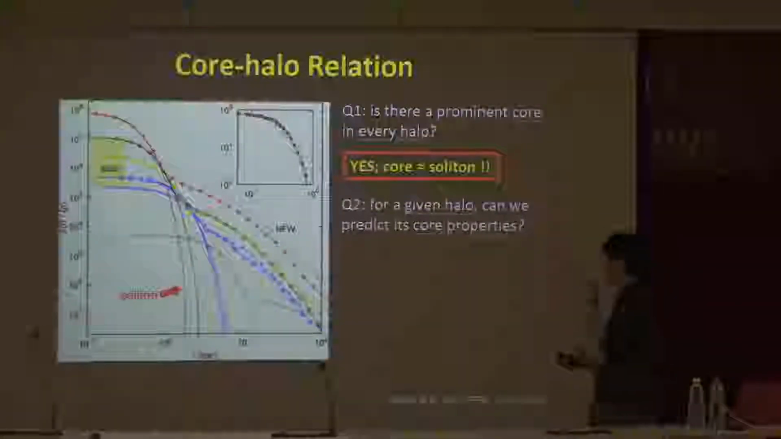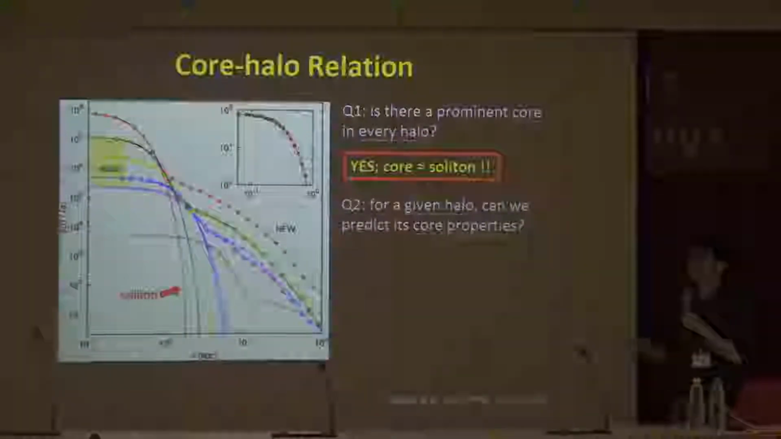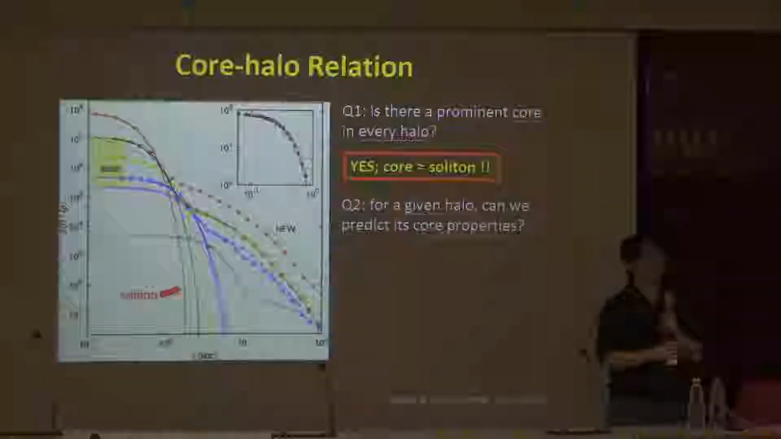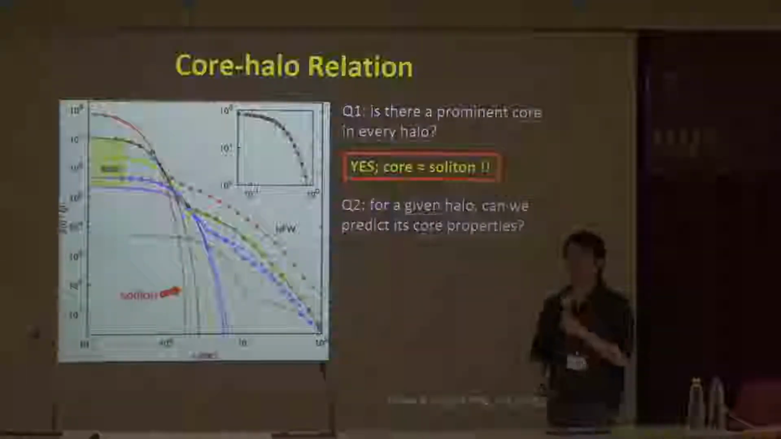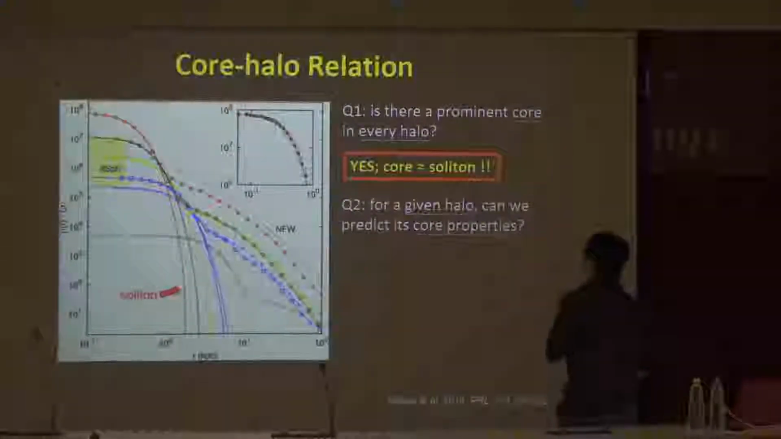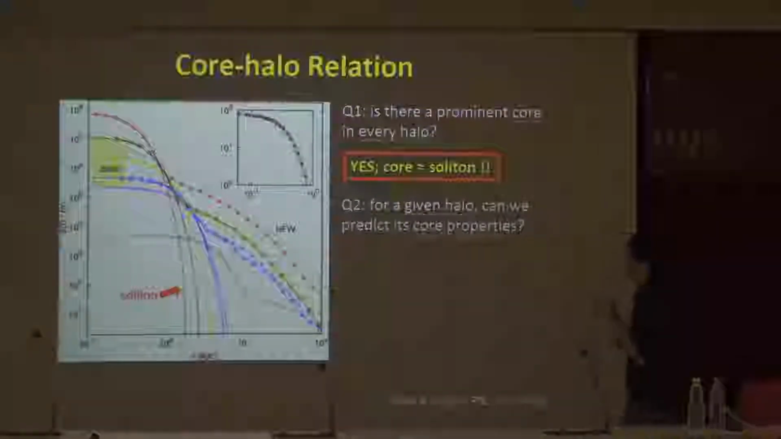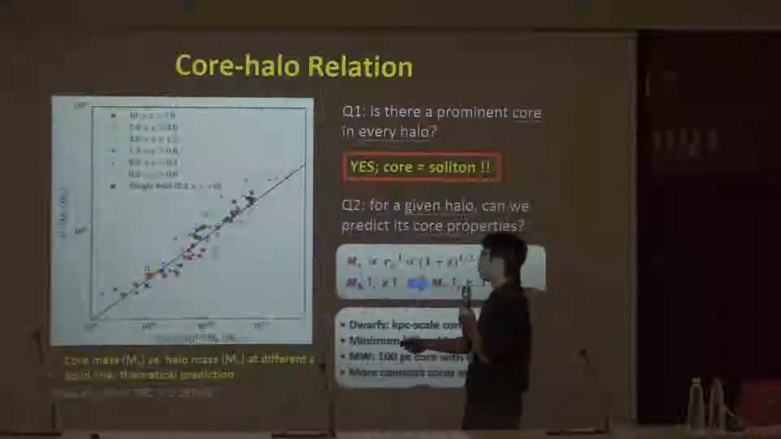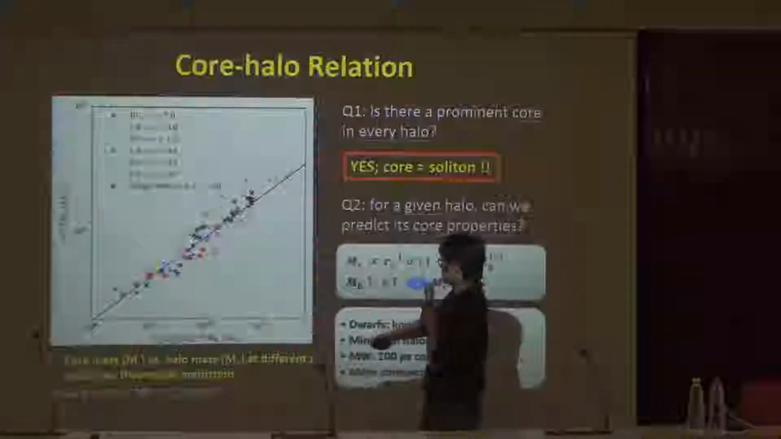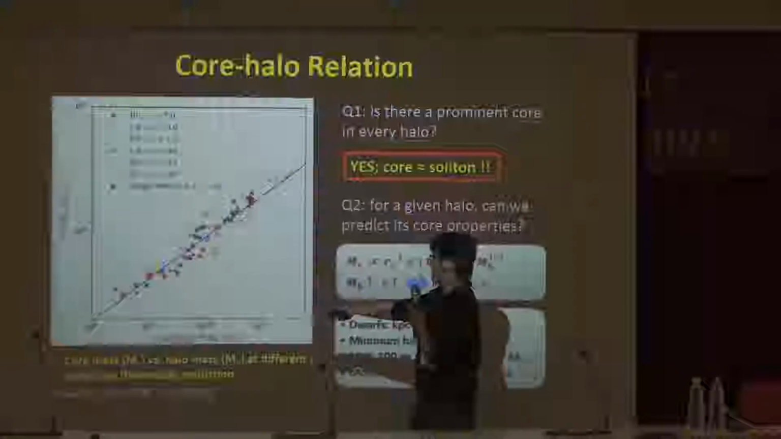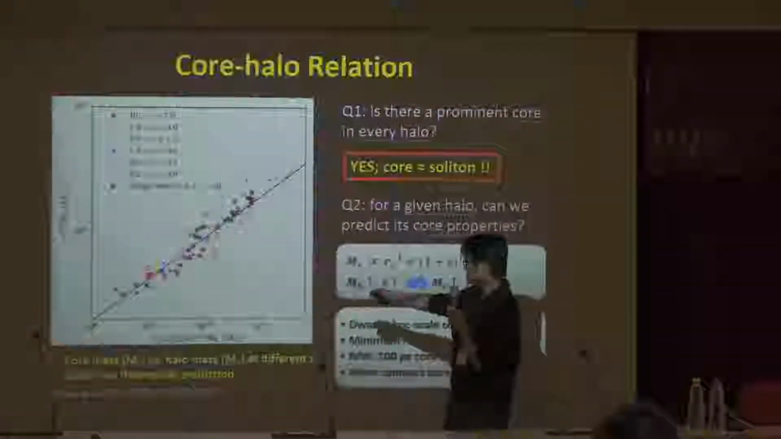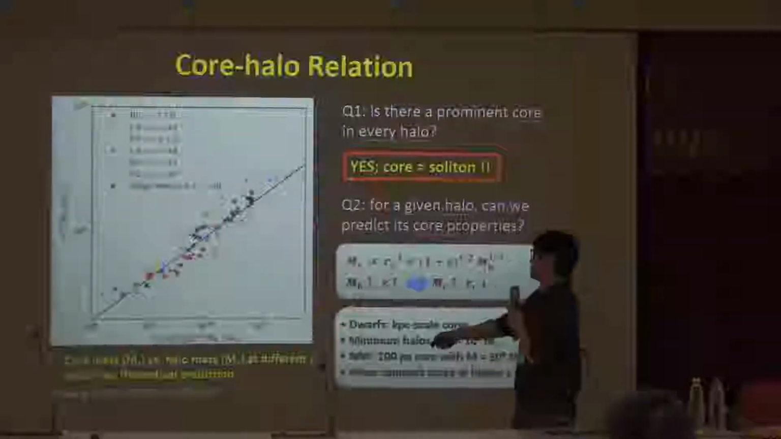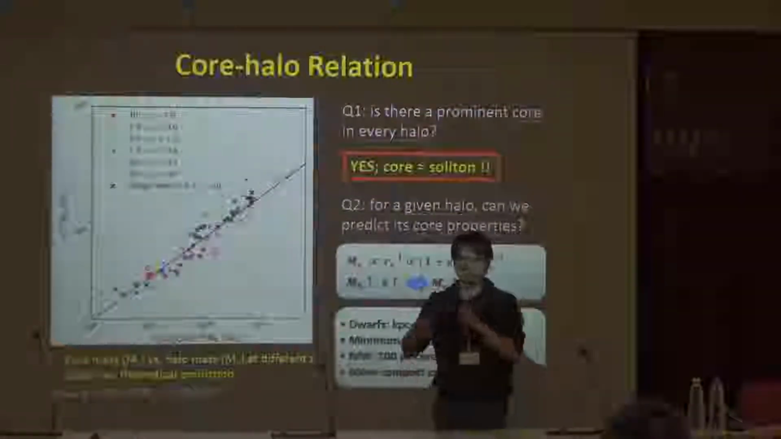Okay, the next question I want to ask is whether there is a well-defined core-halo relation. In other words, for a given halo, can we predict the properties of its soliton core? The answer is again yes. This figure shows the core-halo relation. The horizontal axis is halo mass. The vertical axis is core mass. Data points are our cosmological simulations. This dashed line is our theoretical prediction.